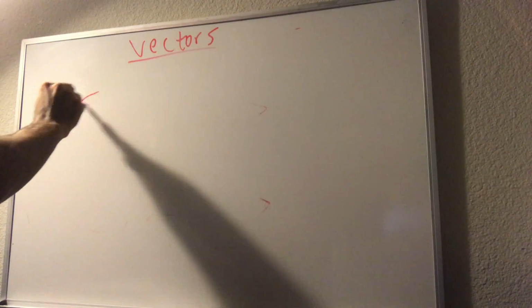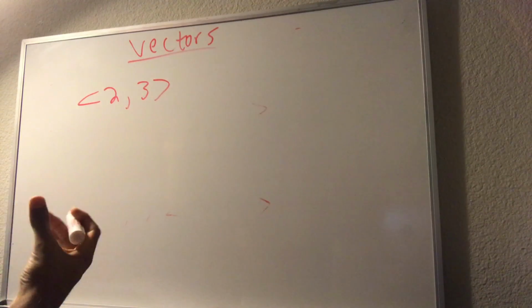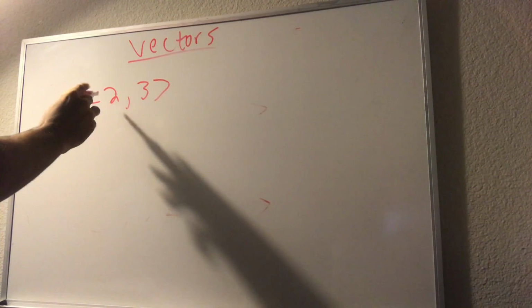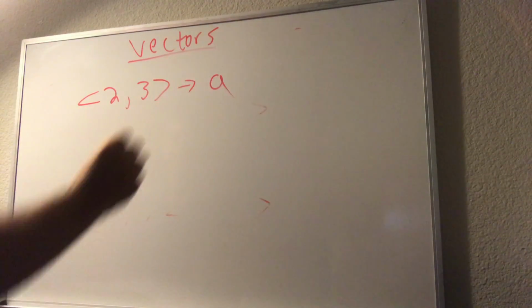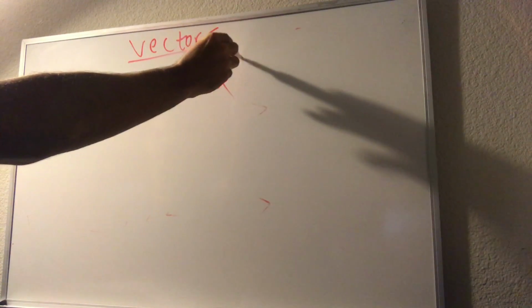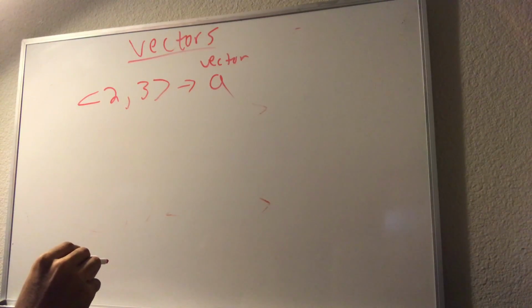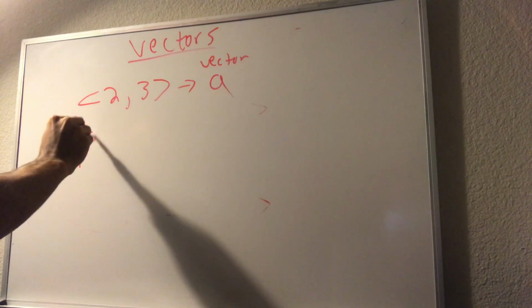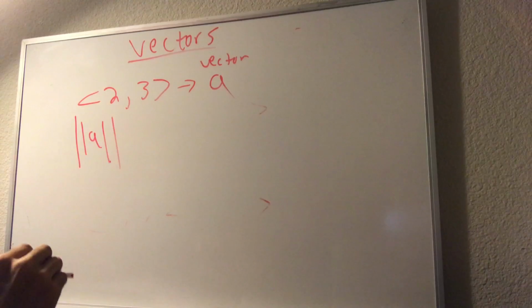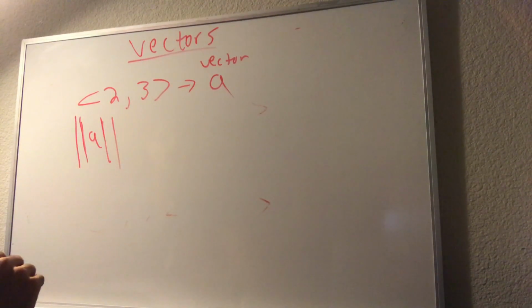So you're given 2 comma 3, which is the way you denote the vector. Say this is vector A, and you want to find the magnitude of this vector. The notation for magnitude is this, and that's how you show that this is the magnitude of vector A.